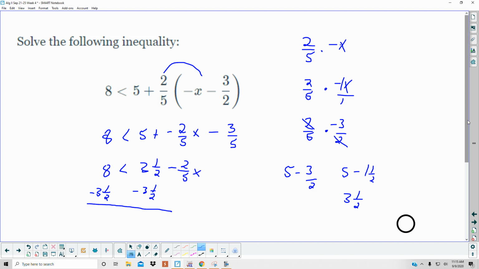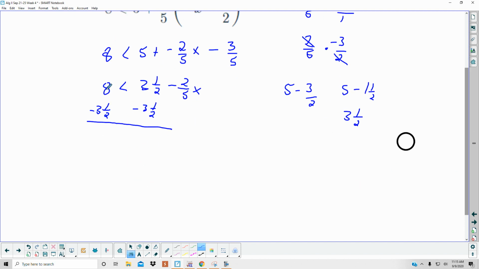Scoot this down. 8 minus 3.5. Just taking the 3 off gives you 5. And another half is 4.5 is less than, what's left over there is negative 2/5 x. I'm going to write this as improper so I can get rid of this negative 2/5. Man, my tongue's getting tied. Okay, 8 plus 1 is 9. 9/2 is less than negative 2/5 x.